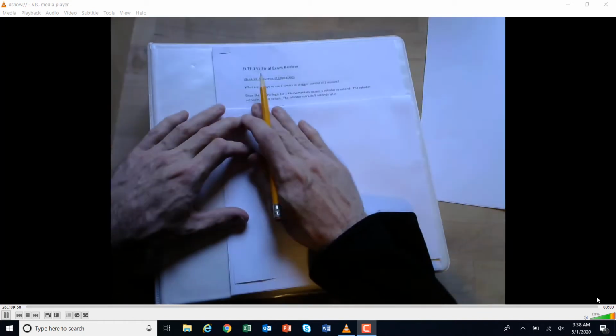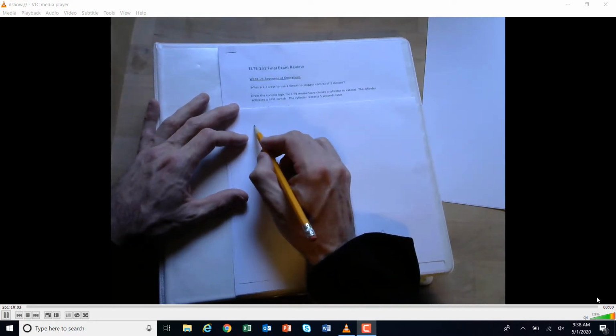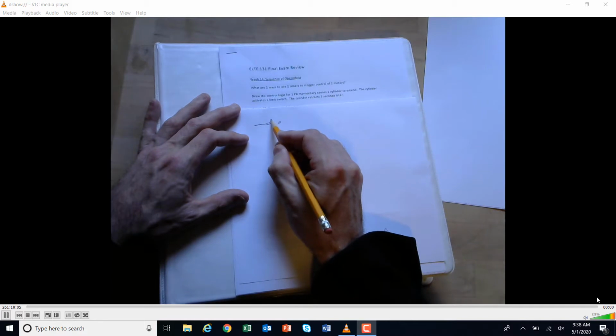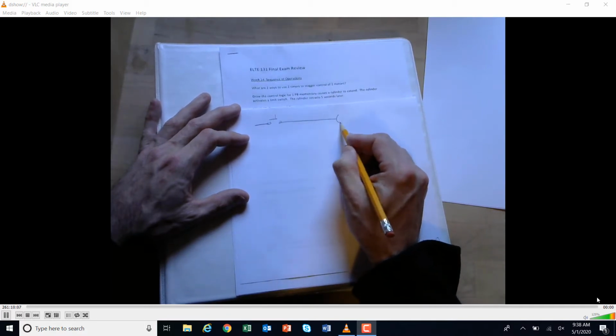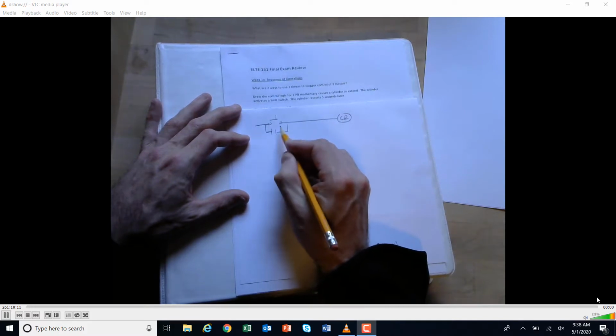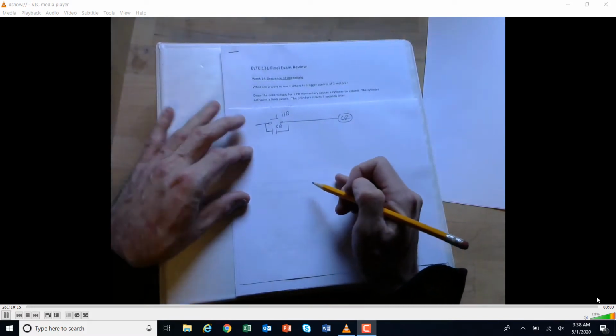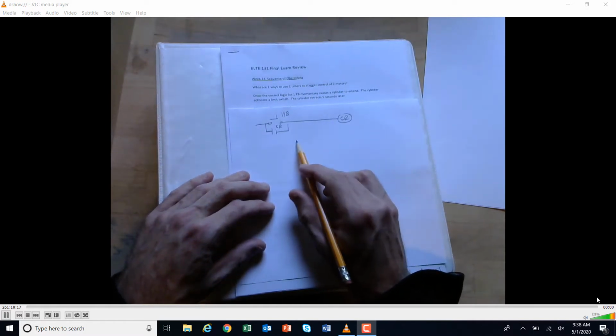Next, it said draw the control logic for 1 PB momentarily causes the cylinder to extend. The cylinder activates the limit switch. So there we go. 1 PB causes the cylinder to extend. So we come right here and we did a start. We could turn on a control relay and we could put memory on it. That's 1 PB. So there you go. You've got memory on there.